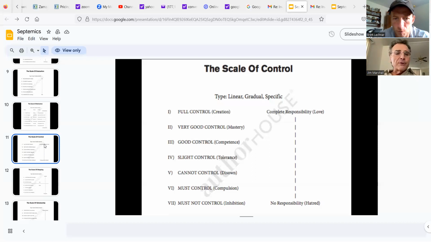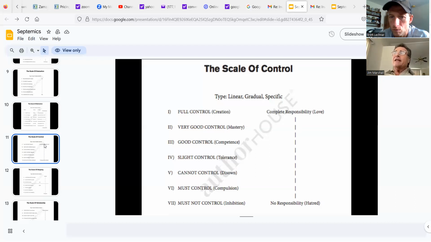You see a lot of people do this with politics. Well, I can't control what these people are doing, so they just disown it. They don't listen to the debates. They don't vote. They don't send money to the candidates of their choice. They just disown it. See, that's not much control.